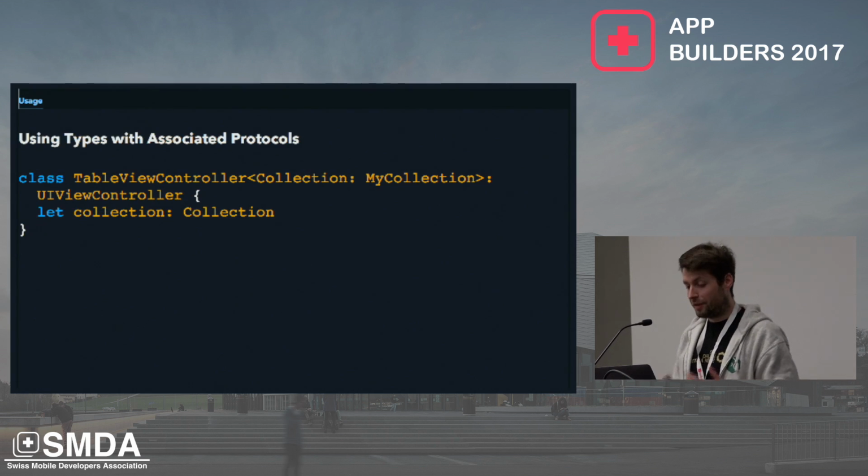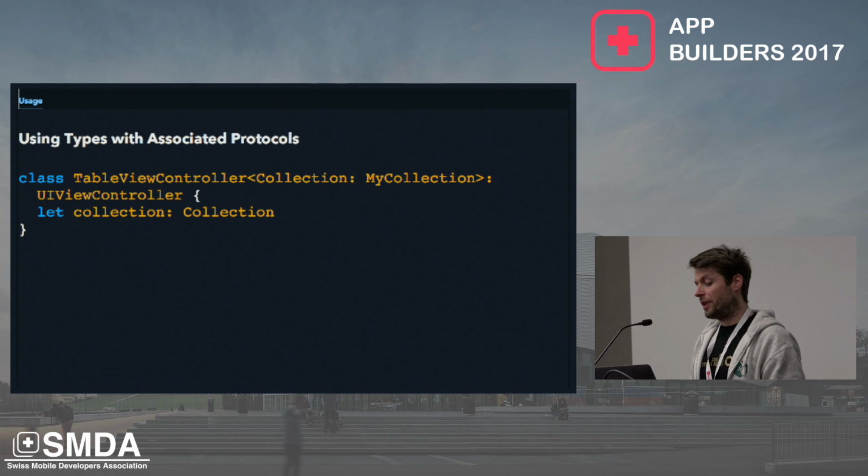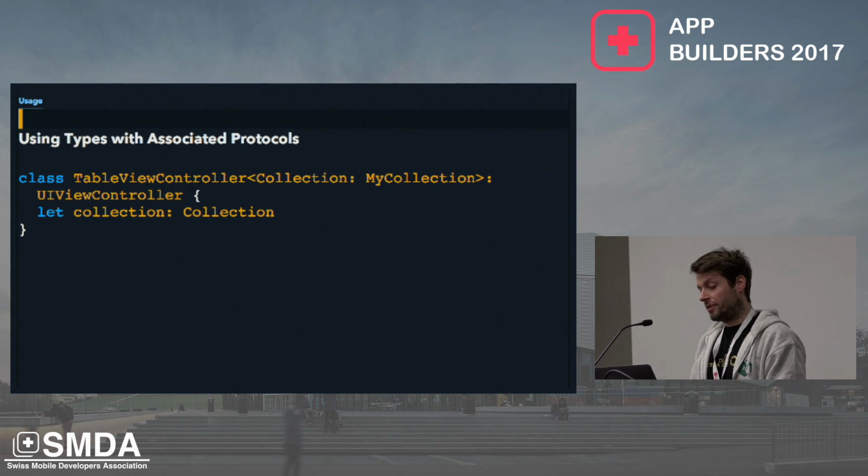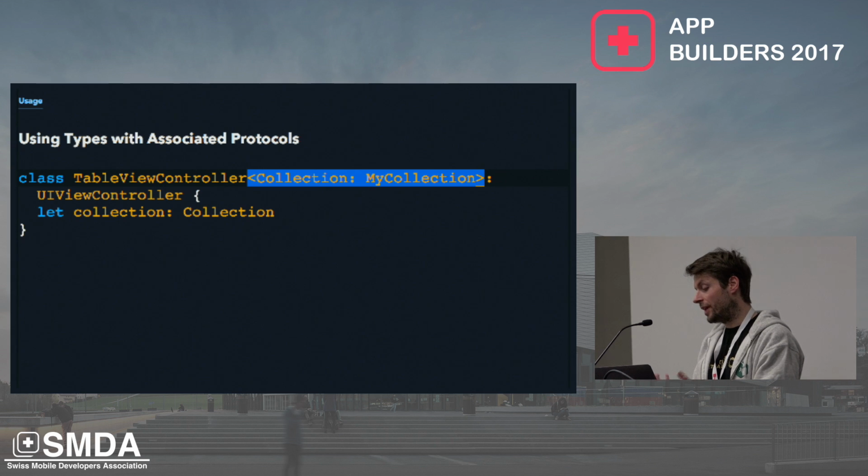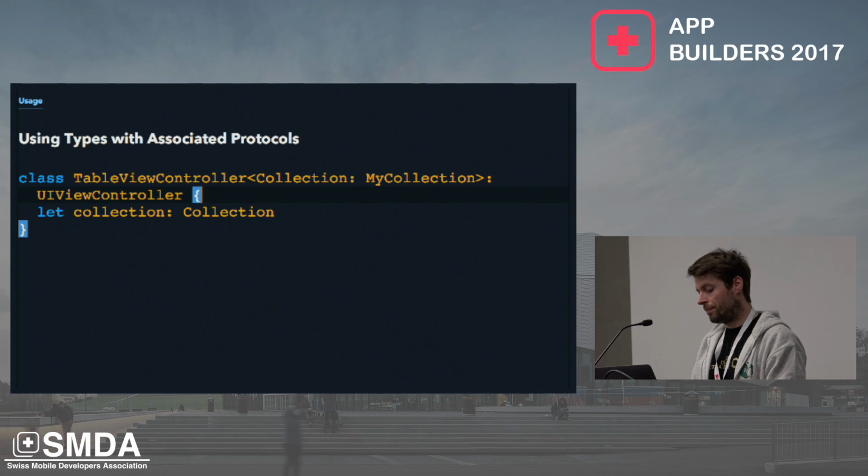And once you have a type that implements an associated type, you use it somewhat like generics. So here we have a TableController class, and basically it receives a collection, and this collection is of type MyCollection, which is the actual protocol. So then you can actually use the protocol name. So let's go back.